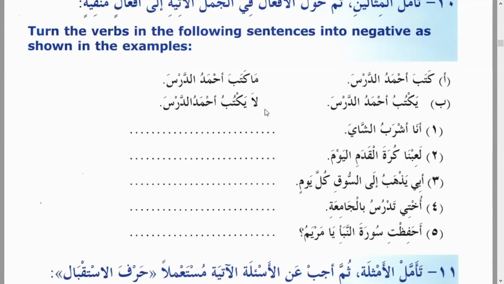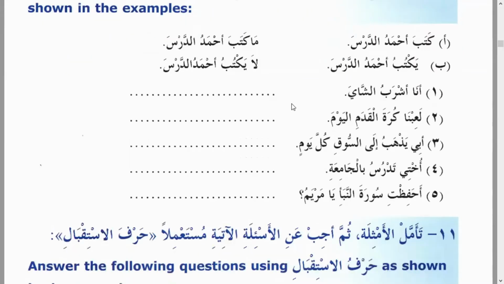That's it. We just need to give two options. Like first one, ana ashrabu shaya. I am drinking the tea. So I don't drink tea. Is ana la ashrabu shaya, because this is mudare. Naam, la will come here. So we can just write la here. Right? La ashrabu shaya. Ma will not come. Laibna kurat al qadam al yawma. We played football today. So this should be ma. Naam, ma. Ma laibna kurat al qadam. Right? We cannot use la.